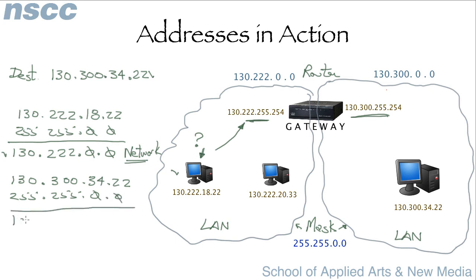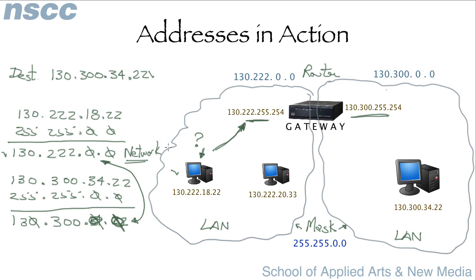And what it's going to get is this number, 130.300.34.22. And this is the address, or sorry, .0.0. And this is the address of the network that it needs to send its packet to. It compares that to its network and sees they're different. Since they're different, it knows it has to send the packet to the gateway and let the gateway deliver the packet.